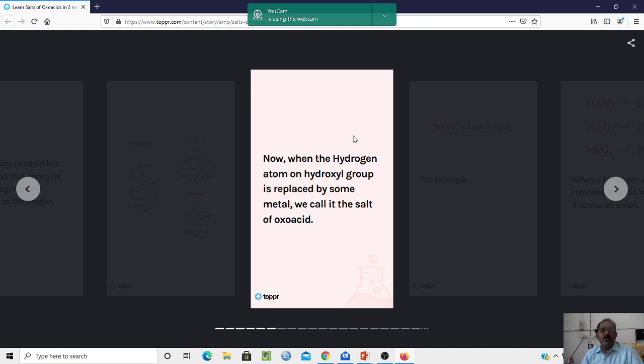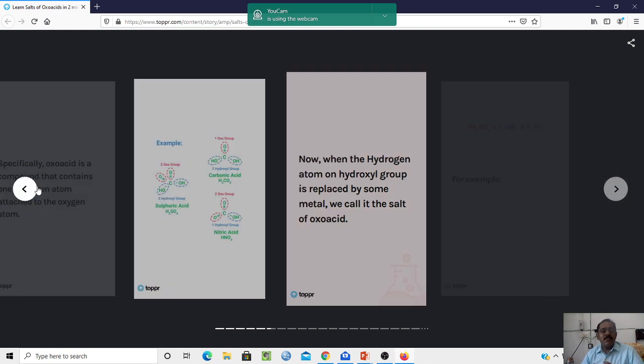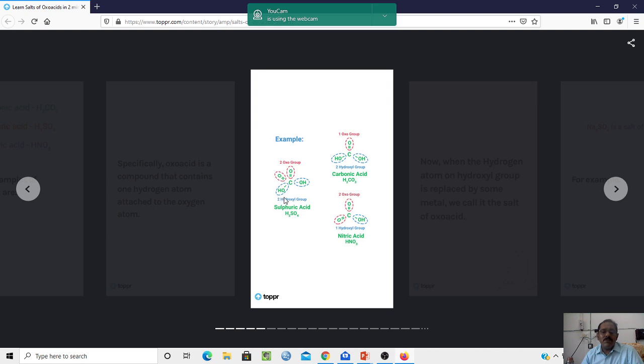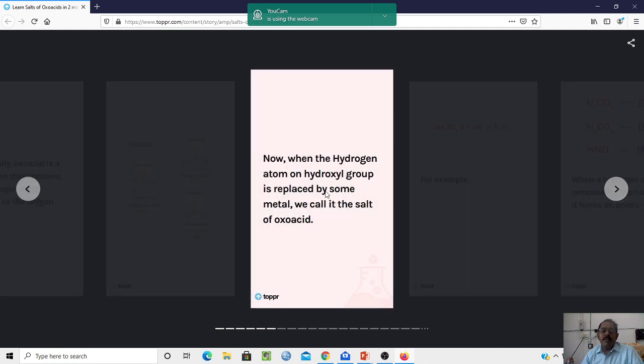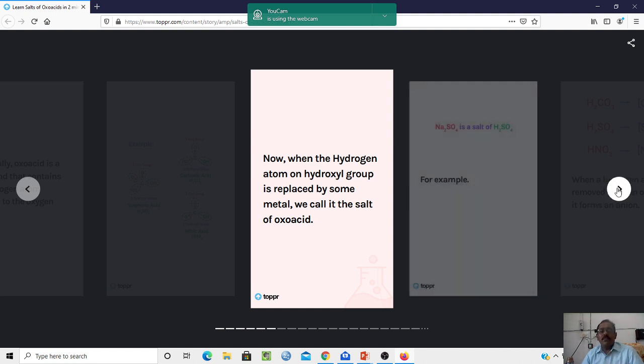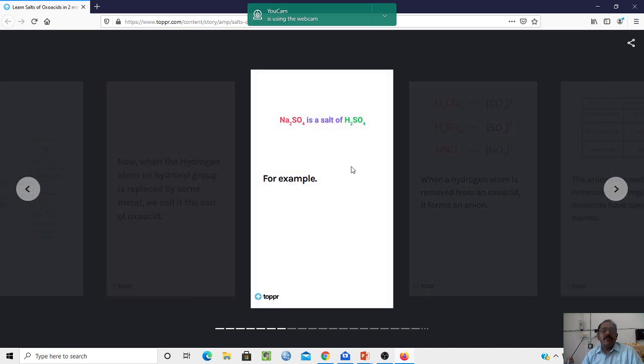Now let us move on. There are hydrogen atoms here. These hydrogen atoms may be replaced by metals. And if you remove the hydrogen atom and replace it by metals, then we call it a salt of oxoacids. So alkali metals can come in place of hydrogen. Therefore, this is a salt of oxoacids of alkali metals. Let us check. See, this is an example, sodium sulfate. Instead of two hydrogens, we have got two sodiums. Therefore, it is sodium sulfate. So it's a salt of an oxoacid.